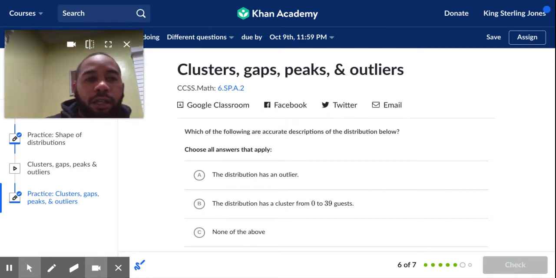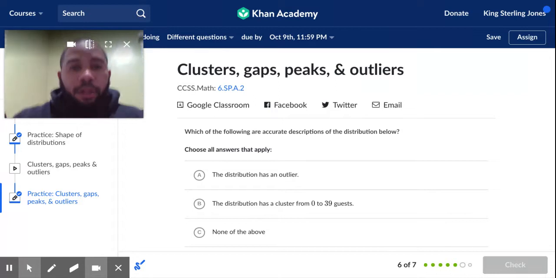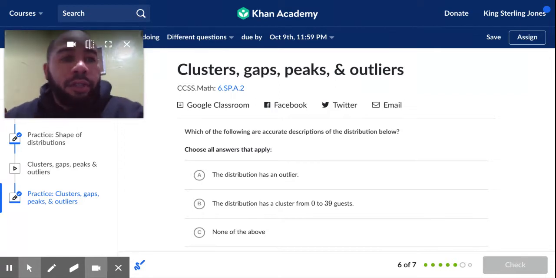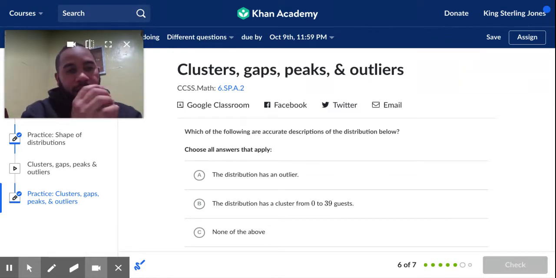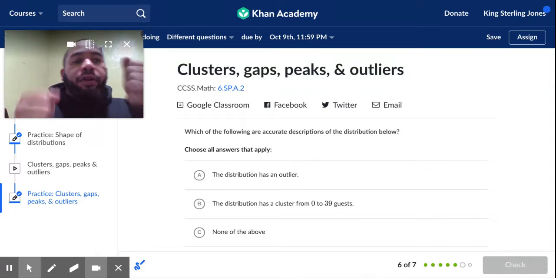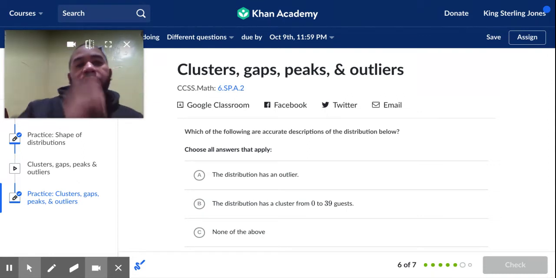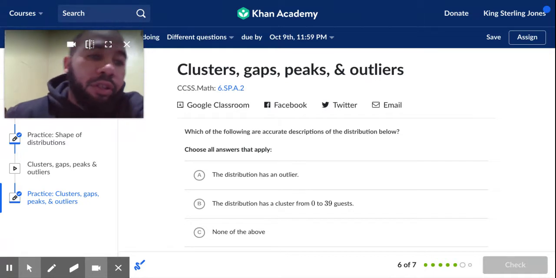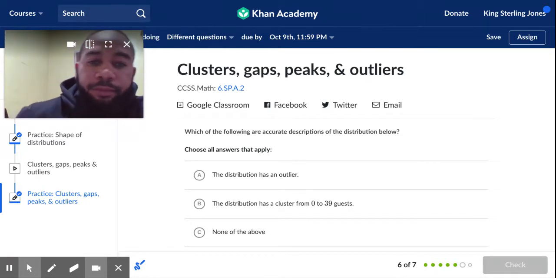Okay, so we got clusters, gaps, peaks, and outliers. Hopefully in your digital notebook, you were able to define a cluster as everything bunched together. A gap, obviously, is where things are spread apart and data values are spread apart. Peaks are the highs, and an outlier is when most of the data is here, and then you got this weirdo way over there. Okay, so you need those definitions to even start this lesson.